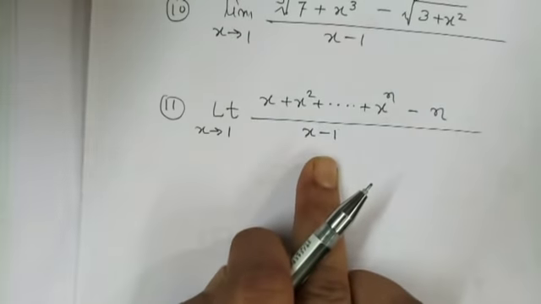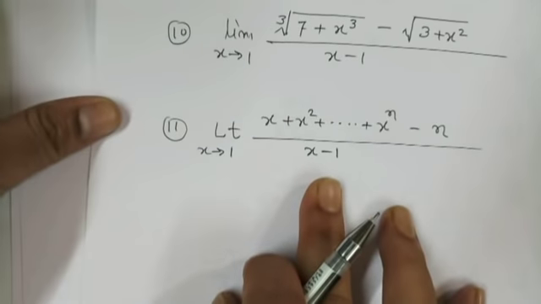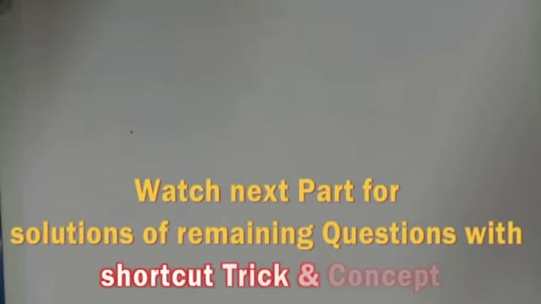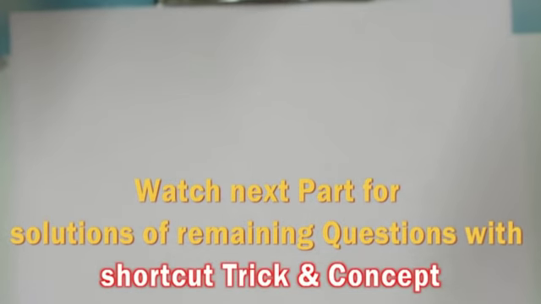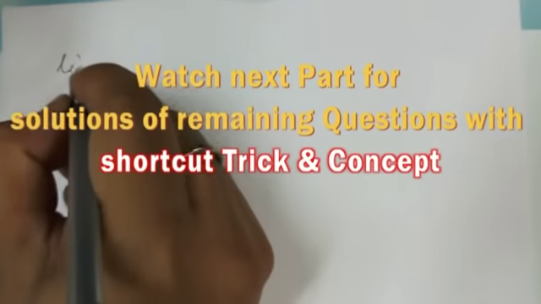Next, go to question number 11. Question number 11 is this. Very important question. Okay, so please see the solution of this question. The limit as x tends to 1. Question number 11.